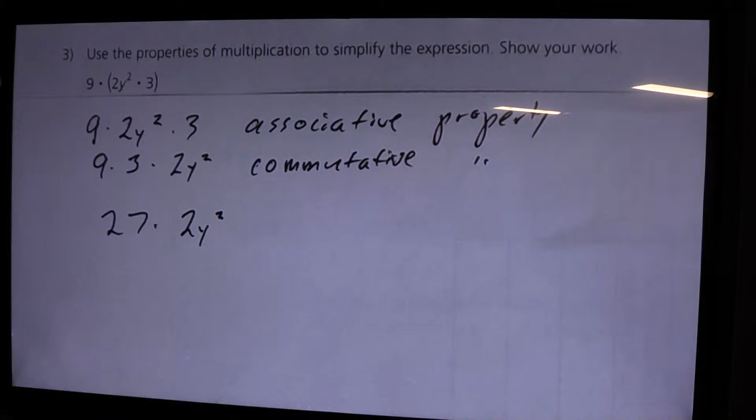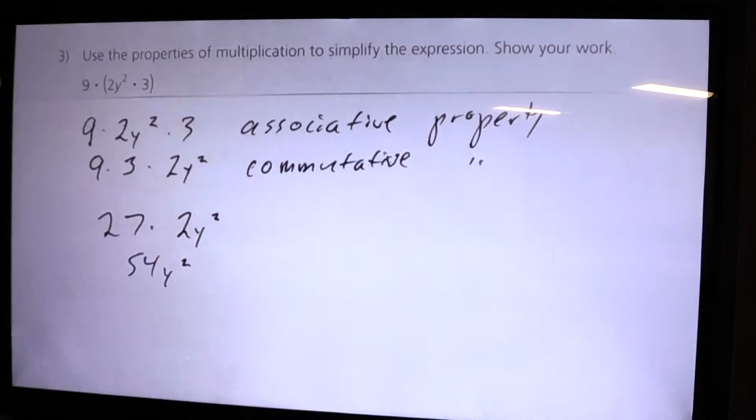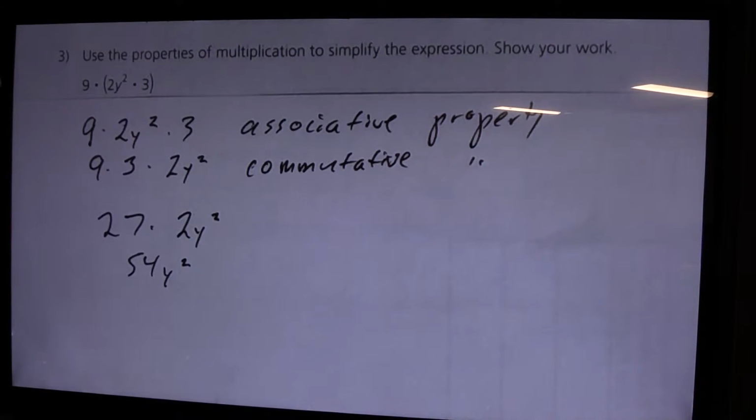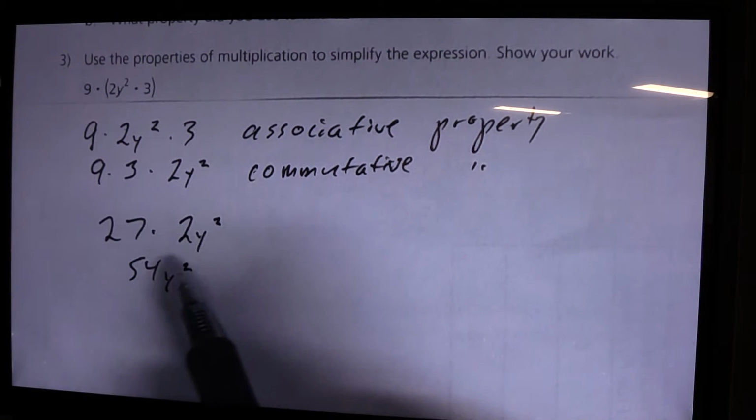We need to multiply 27 and 2y squared. And we do that by multiplying 27 by 2. And that's going to give us 54y squared. Now, I want to show how that works. I'm going to assign a value to y, and we'll work it out and prove that we get the same product whether we work it out like this or like this.